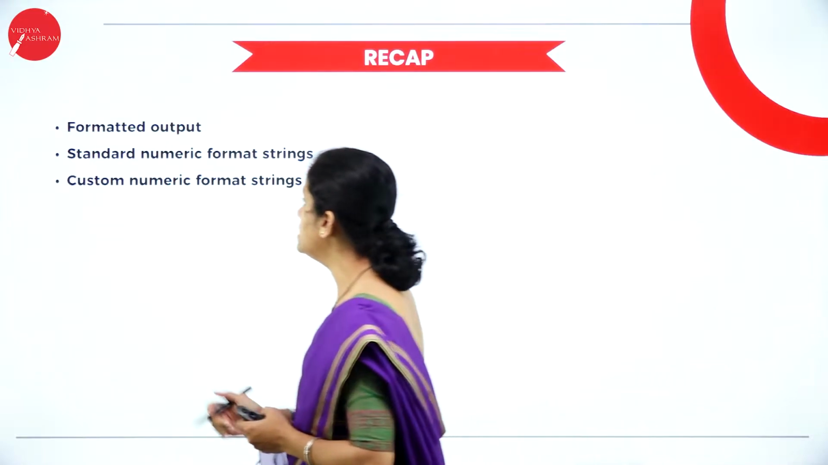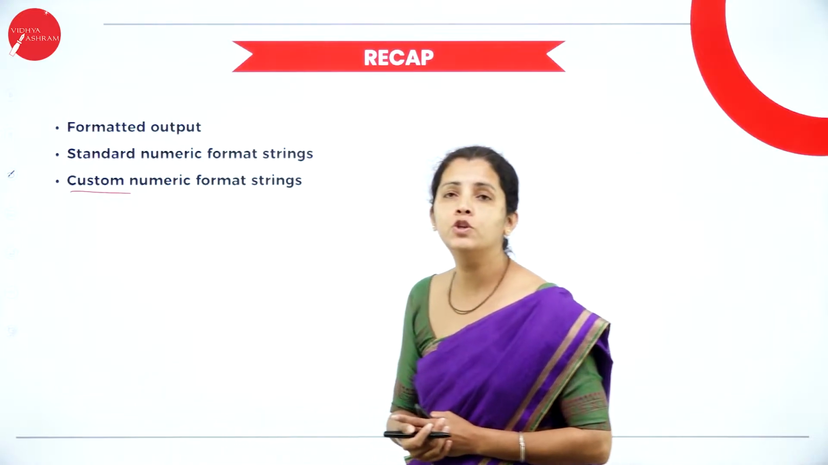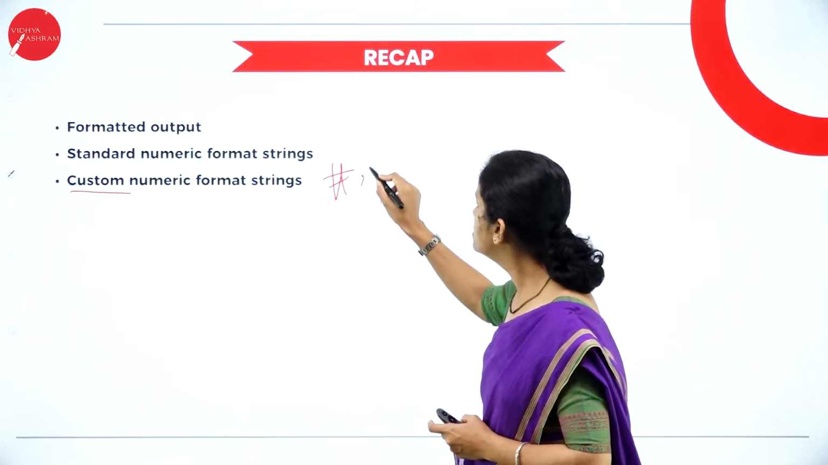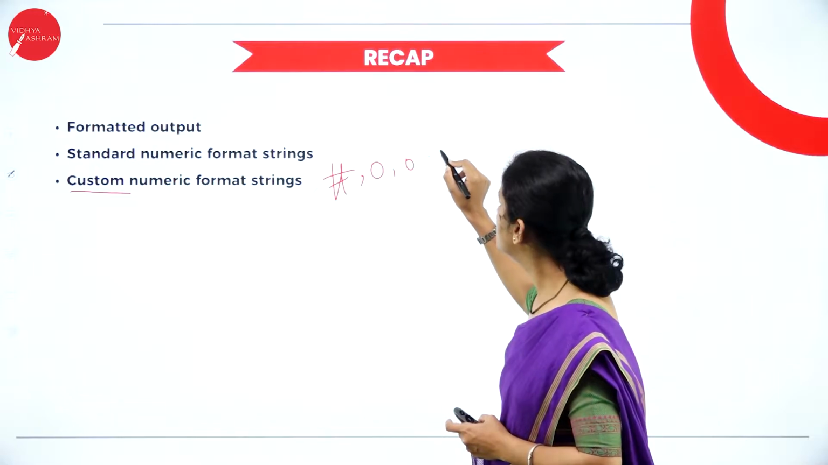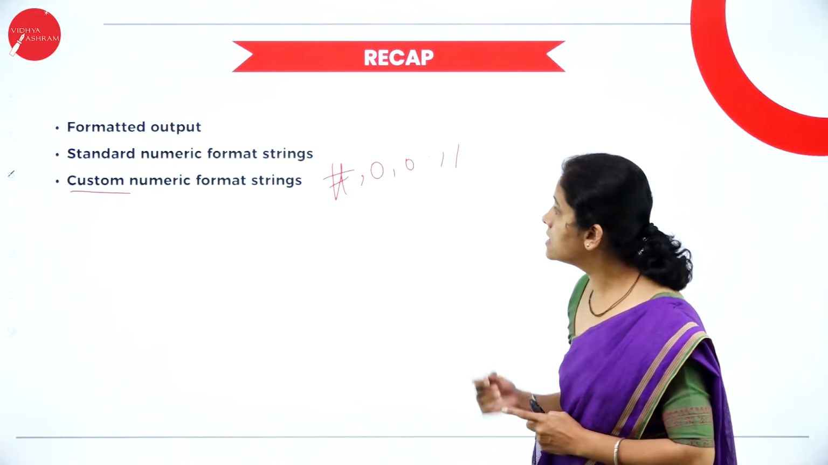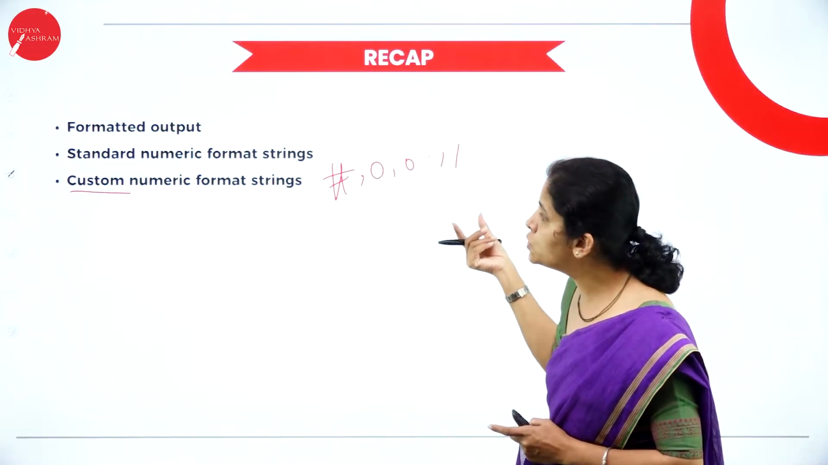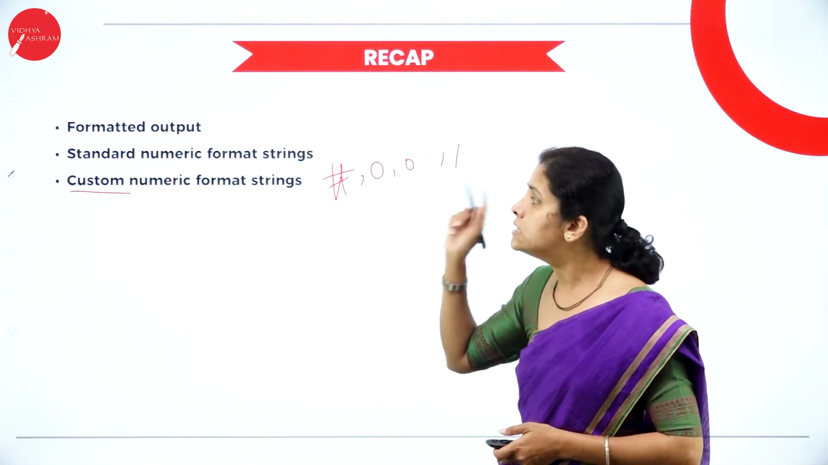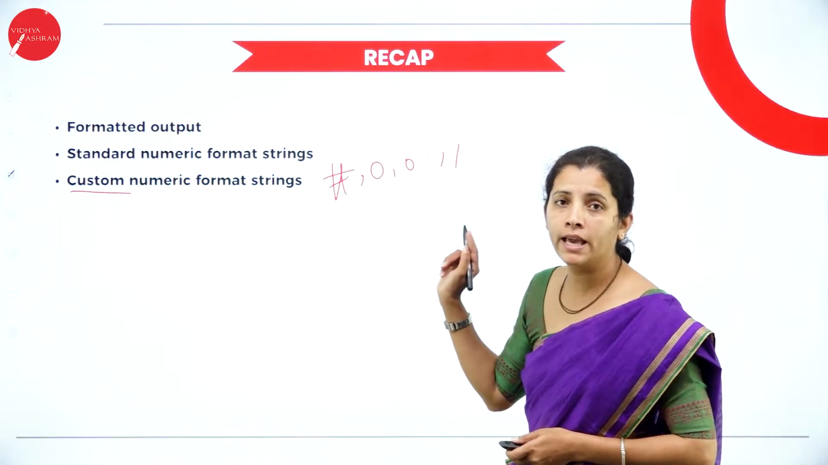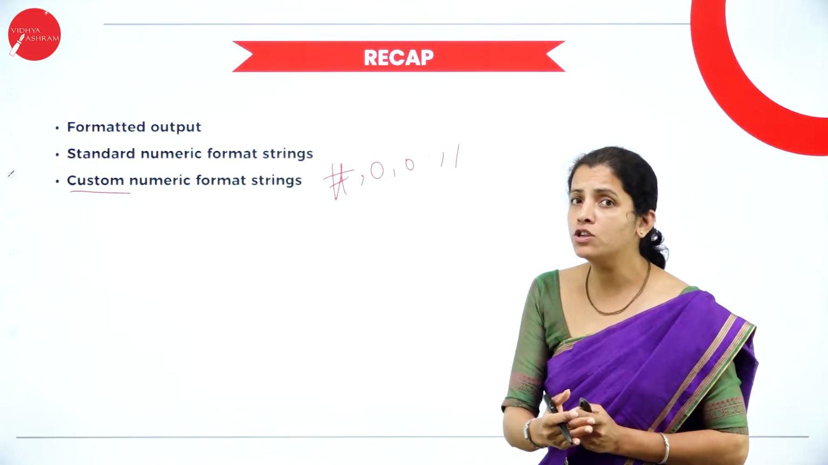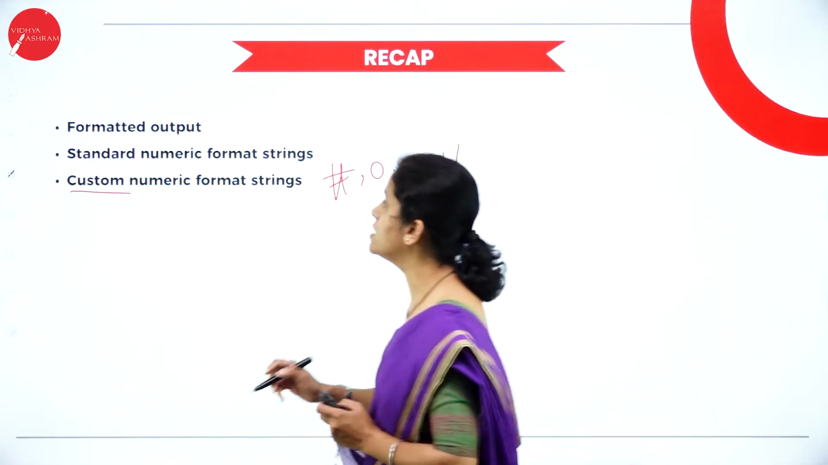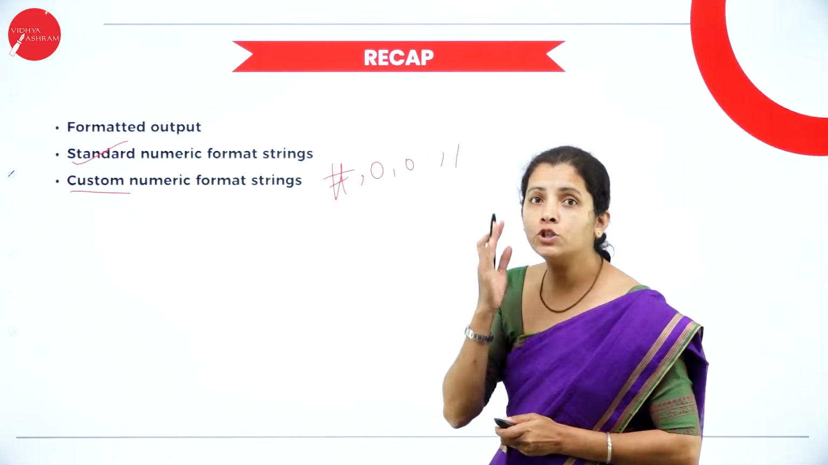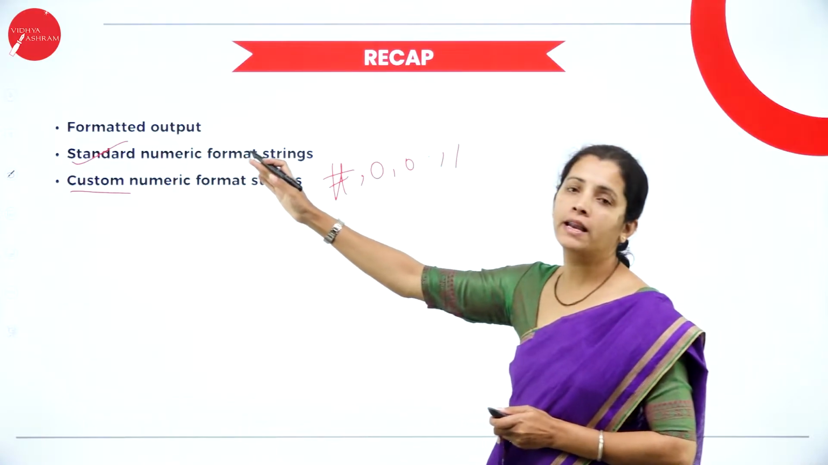Along with that, I discussed how to use custom numeric format strings, that is nothing but #, 0, dot, then comma, etc. These are the certain symbols used to perform custom numeric format strings. Dear students, these are very important topics from the examination point of view, because you can expect one short question under standard numeric format, or one short question under custom numeric format.